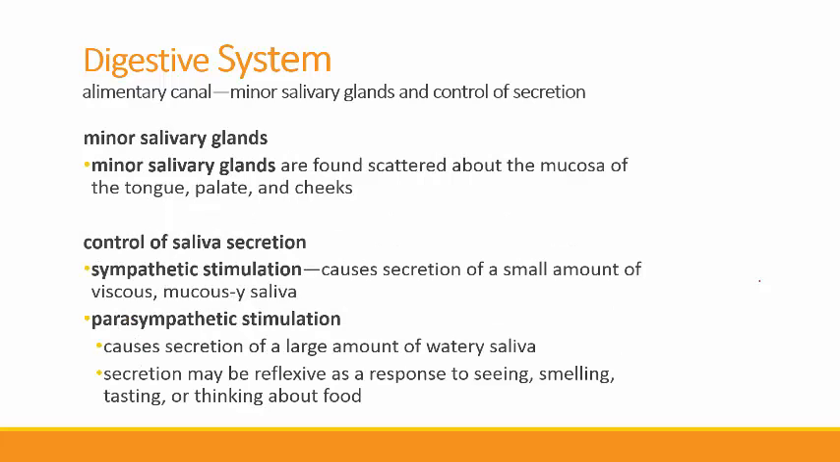Then there are some smaller salivary glands. We've got minor salivary glands, and they're found just throughout the mucosa of the tongue, the palate, and the cheeks. So some other sources of saliva as well.